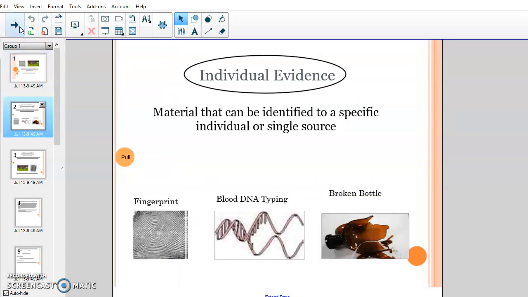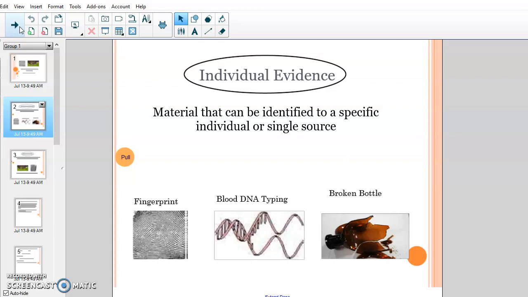So the first type of category that you can put evidence into is what we call individual evidence. That's any material that can be identified to a specific individual or a single source. So individual evidence is any material that we can identify back to a person specifically or a source. And a lot of people get caught up on the fact that they think it always has to be a person, and it can definitely be an object as well. And I'll give you an example of that in just a second.